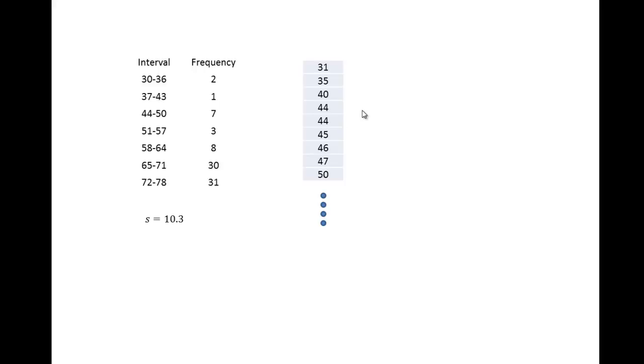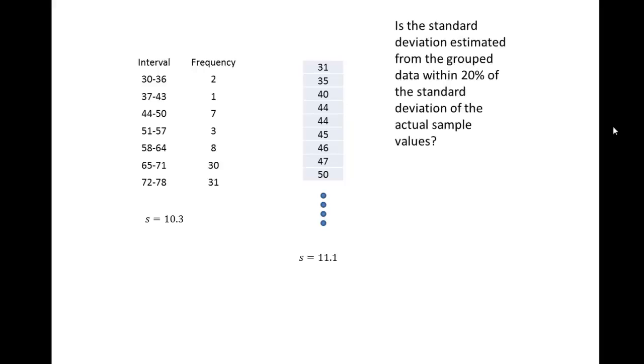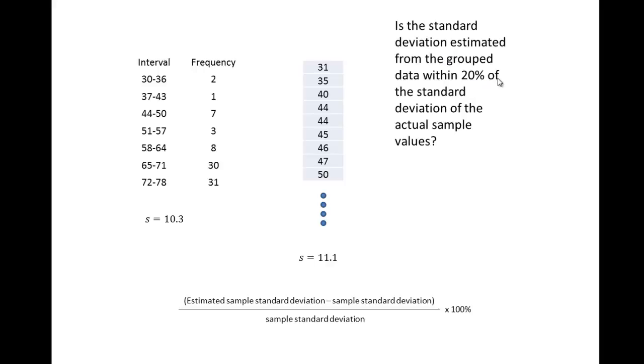Recall that the standard deviation that was estimated from this grouped frequency distribution was 10.3. We were told that the standard deviation for the actual data set was 11.1. The question is, is the standard deviation estimated from the grouped data within 20% of the standard deviation of the actual sample values? In order to answer that question, we would just do a simple percentage difference calculation. The question says, is the standard deviation estimated from the group data within 20% of the standard deviation of the actual sample values? So we're doing a percentage of the standard deviation of the actual sample values.